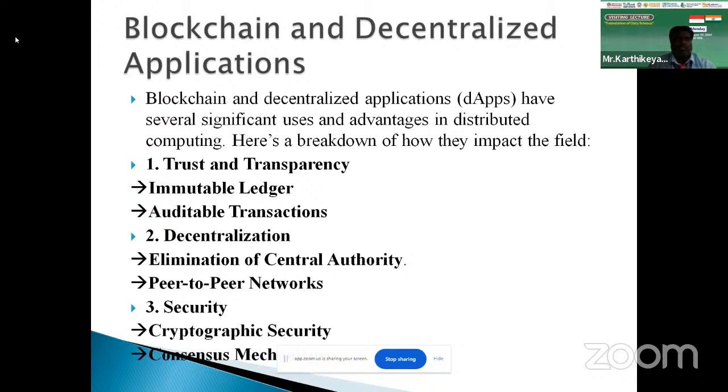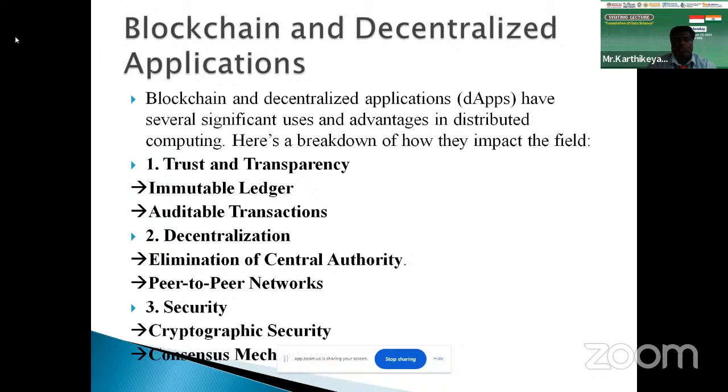This elimination of central authority is nothing but this: traditional distributed systems often rely on central servers or authorities. The blockchain eliminates the need for a central authority by distributing control across the network nodes. This reduces single points of failure and potential bottlenecks. And peer-to-peer networks enable direct interaction between users without intermediaries. This can improve efficiency and reduce cost.